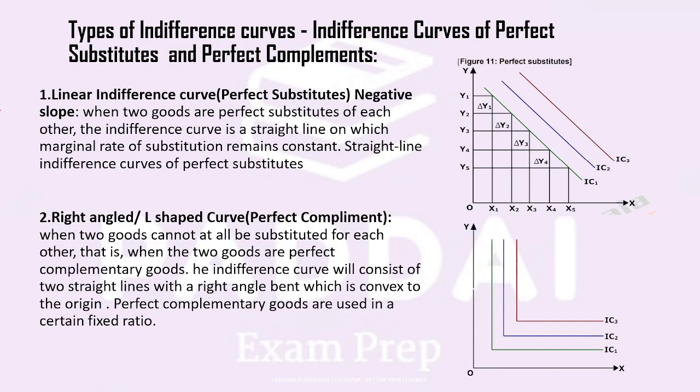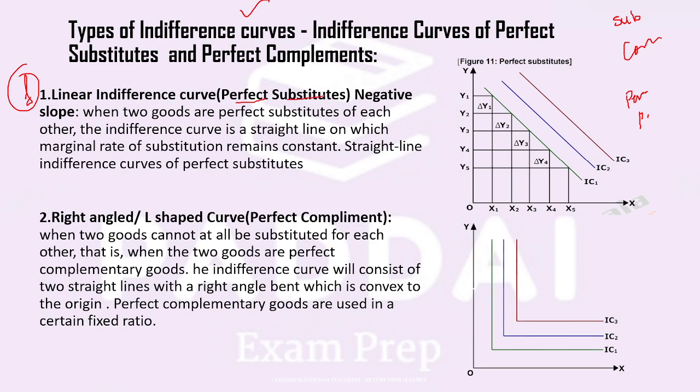Now, different types of the curve. We have already studied that goods can be substitutable and complementary. Now there can be perfect substitutes, perfect complements, imperfect substitutes, imperfect complements. Now let's understand the first one.